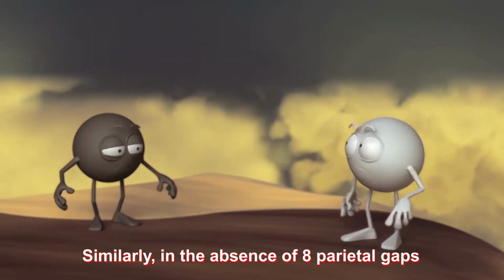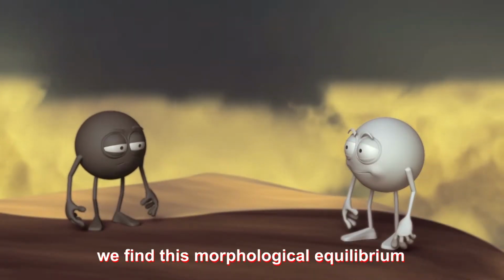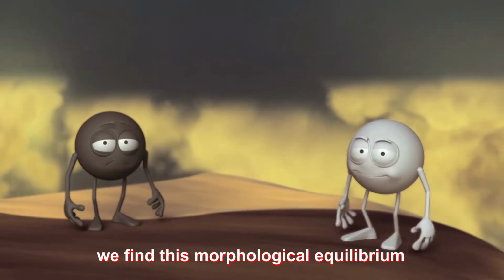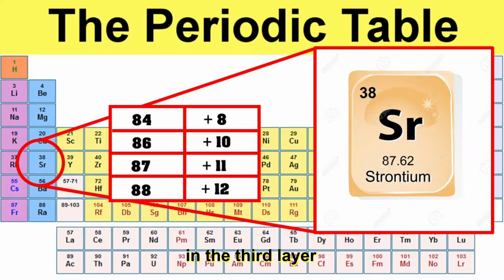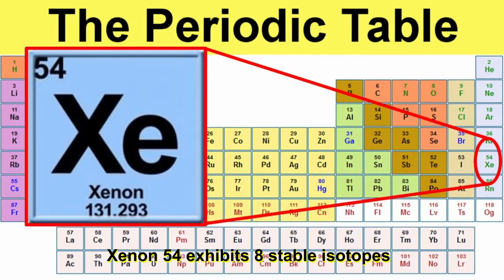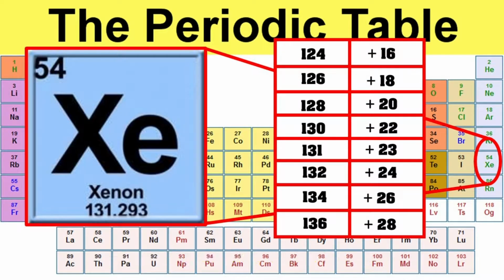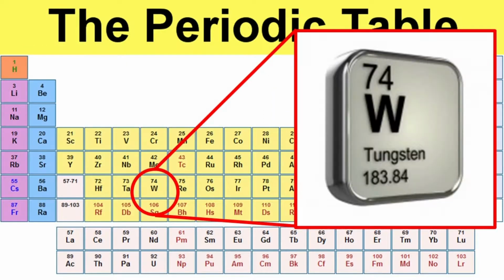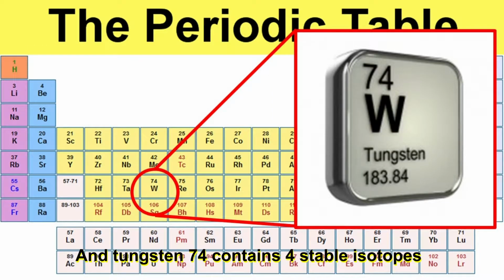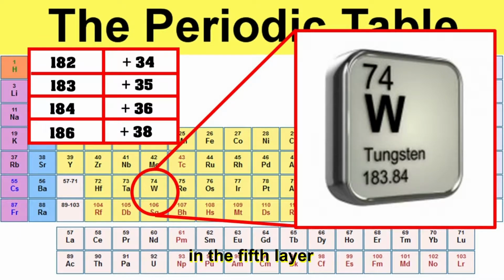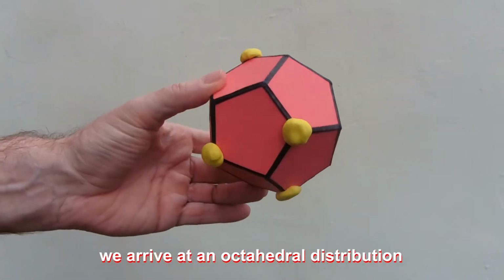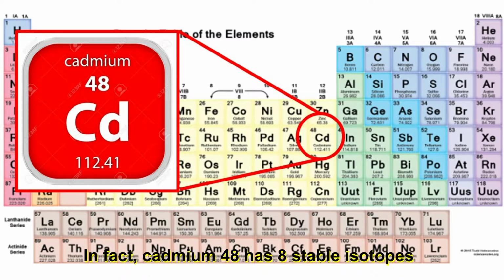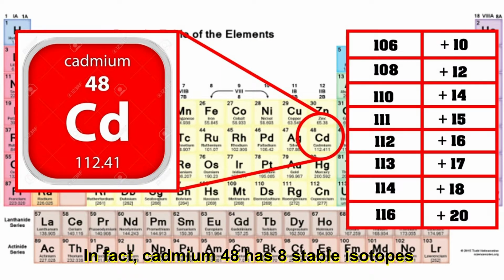Similarly, in the absence of 8 parietal gaps, we find this morphological equilibrium. Strontium-38 has 4 stable isotopes in the third layer. Xenon-54 exhibits 8 stable isotopes in the fourth layer. And tungsten-74 contains 4 stable isotopes in the fifth layer. With 6 parietal additions we arrive at an octahedral distribution. In fact, cadmium-48 has 8 stable isotopes in the fourth layer.